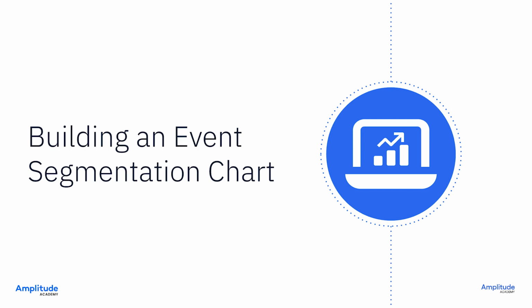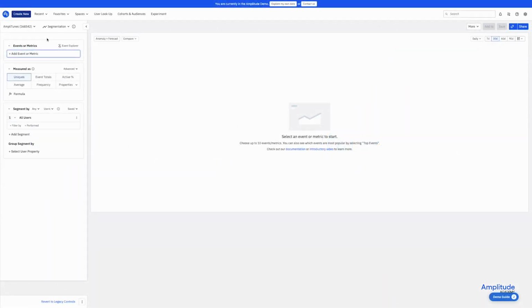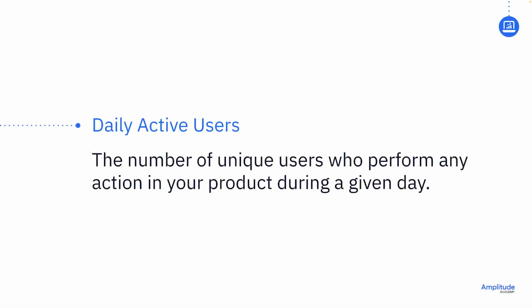In this video, we're going to be creating some simple event segmentation charts in the Amplitude's demo environment. The event segmentation chart analyzes user behavior in your product by focusing on one segment of your users or comparing multiple segments of users. And that's just what we want to do when we make our daily active users chart.